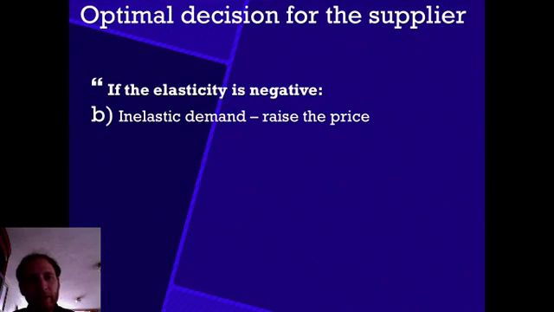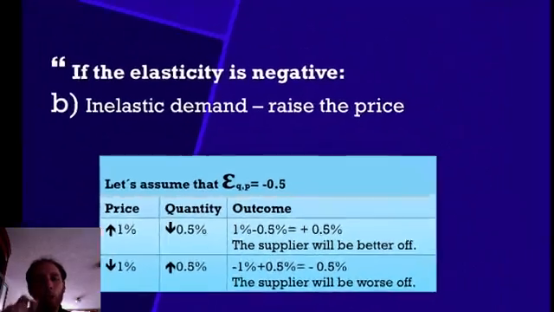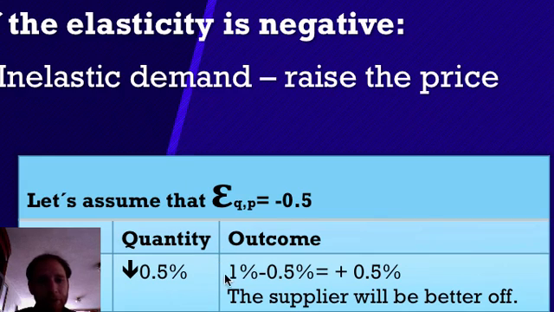Now let's go to the next case. Elasticity is still negative, but now it is inelastic. I mean, lower than 1 in absolute value. Why should it be convenient to raise the price? Think about it. Okay. Same two cases. We will increase the price and then we will decrease the price. If we increase the price, quantity will go in the opposite direction, right? So quantity will go down, but only 0.5%. So you will win 1% because you will increase your price 1%, and you will only lose 0.5%. So at the end, you will end up winning. The supplier will be better off.